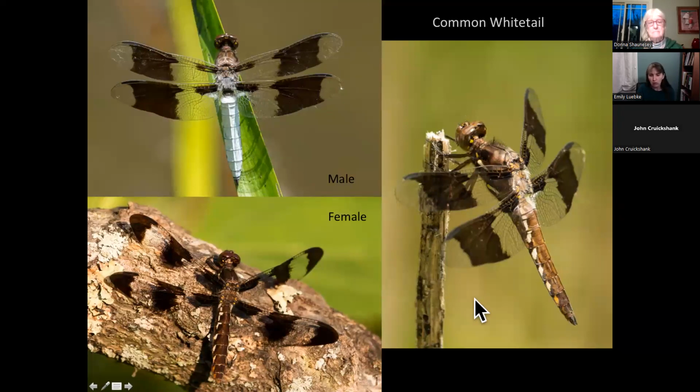Other things that you could look for, might be hard on your screen, but the cerci there, the terminal appendages, are pretty long here, whereas females' are very hard to see because they're so small and short. So that's another thing that we might have clued into.